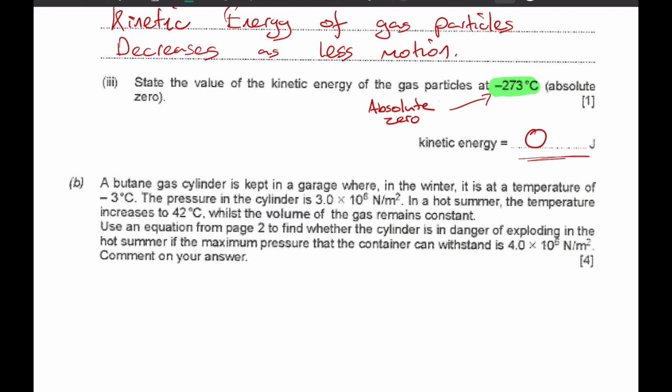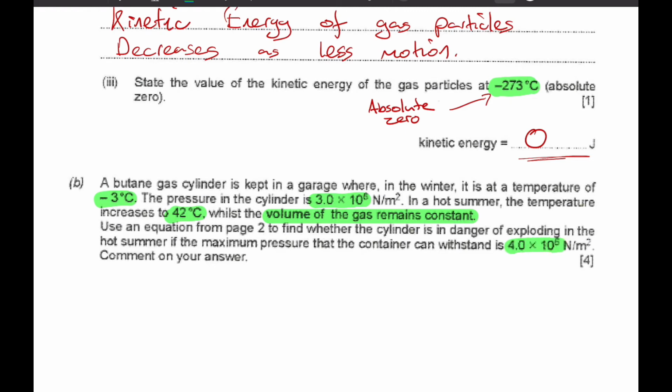So ignoring the preamble, it's about a butane gas cylinder. It's kept in a garage where the temperature changes from summer to winter. Okay, that's fine. We're interested in the numbers. So we can see a temperature of minus 3 degrees Celsius highlighted there. We can see a pressure of 3.0 times 10 to the 5. We can see another temperature, and it tells us that the volume of the gas remains constant.